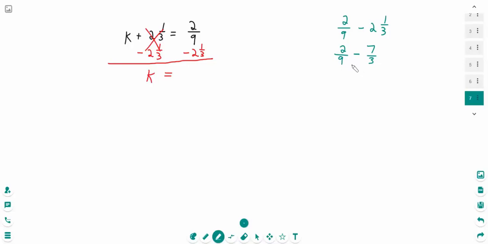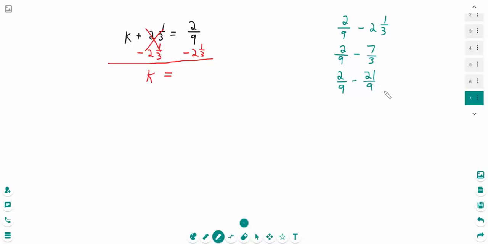Now, in order to subtract, we need to have a common denominator. So what will be our common denominator here between the 3 and the 9? Well, it's going to be the 9, our least common multiple. So we have our 9. And then 9 times what is 9? Well, it's 1, so this 2 doesn't change. We have our minus sign. 3 times 3 was 9, so we have to take the 7 and multiply it by 3, and that'll give us a 21, right?